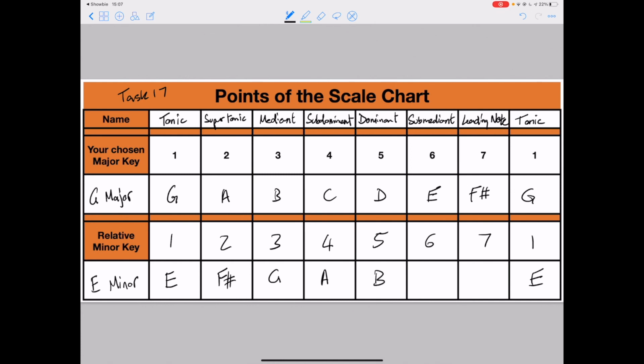G, A, B, C, D. And that scale that I've written out there is called the natural minor scale. That's how to complete that chart, but you have to do it for the key that you worked on in task 13.